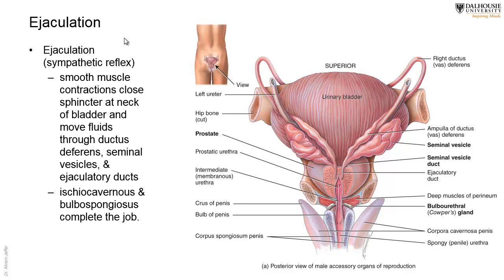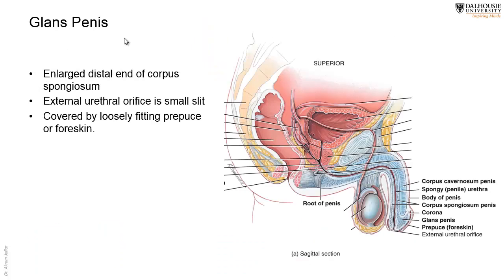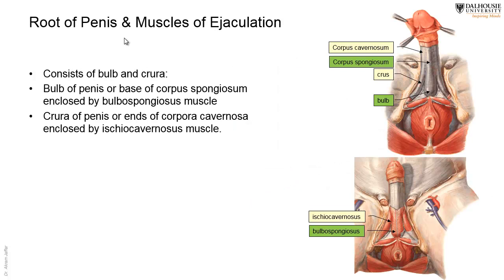So many muscles are contracting here, including the ischiocavernosus and bulbospongiosus muscles, especially the bulbospongiosus, which will complete the job, as it is mentioned. Complete the job means that it can expel the last drops of semen or urine, because the bulbospongiosus muscle surrounds the bulb of the penis where the urethra is passing.